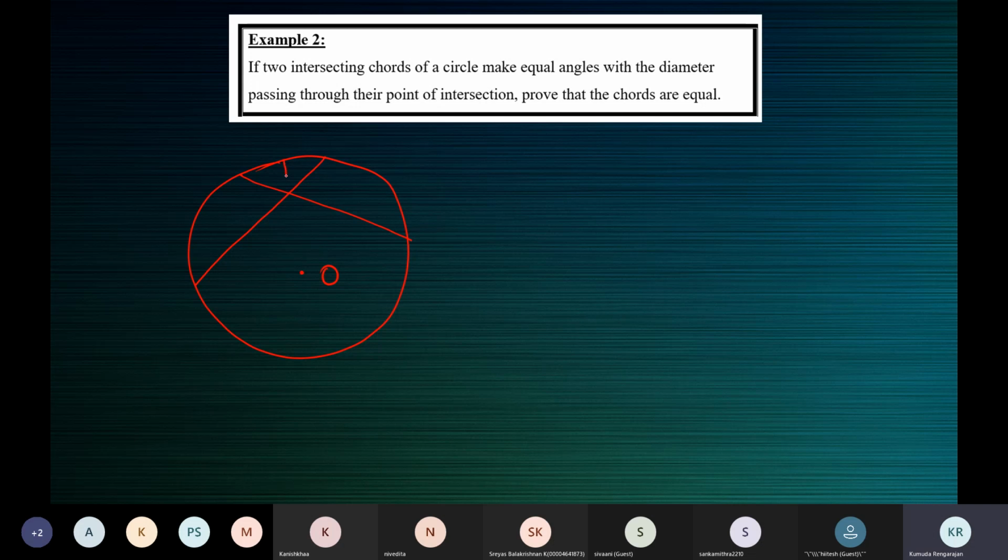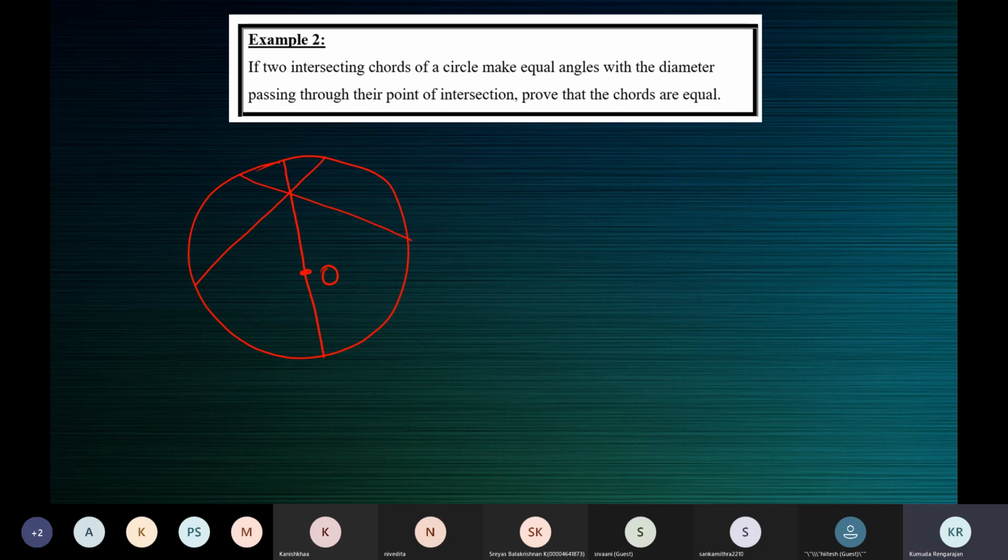So this is the diameter passing through their point of intersection. Because diameter means it should pass through the center, and it should also pass through their point of intersection. You can draw many diameters in the circle, but you should draw that diameter which passes through their point of intersection.